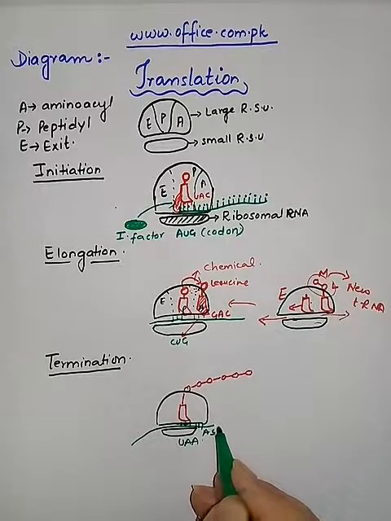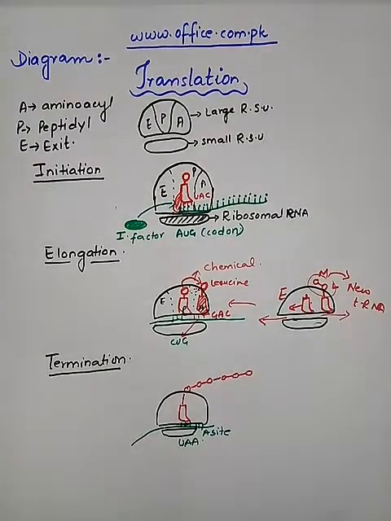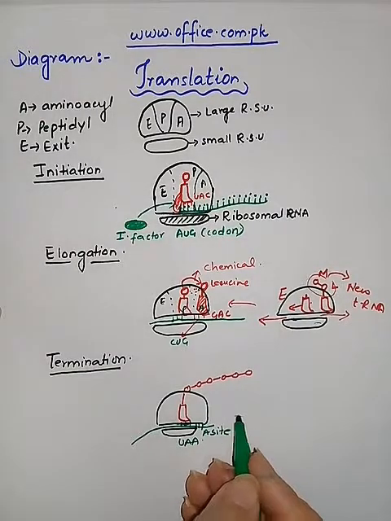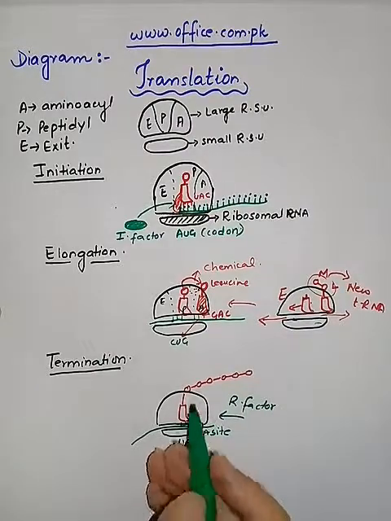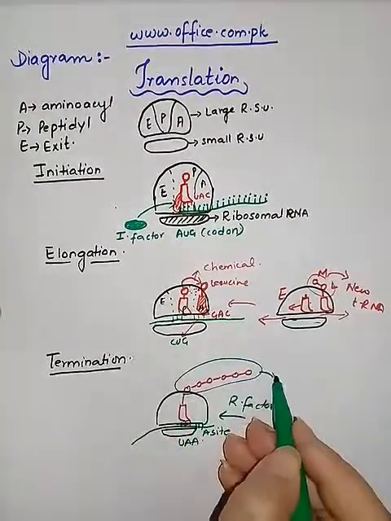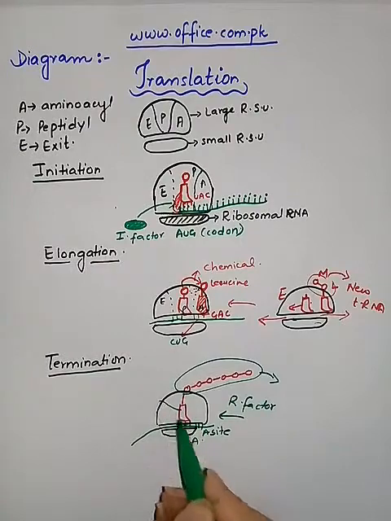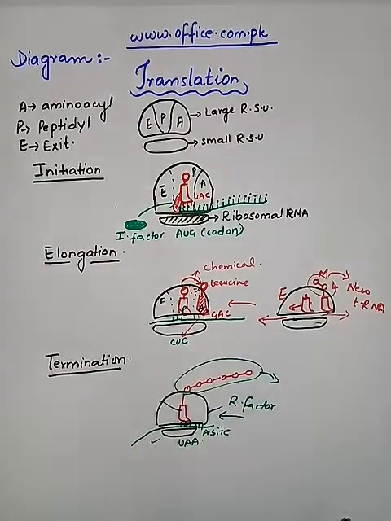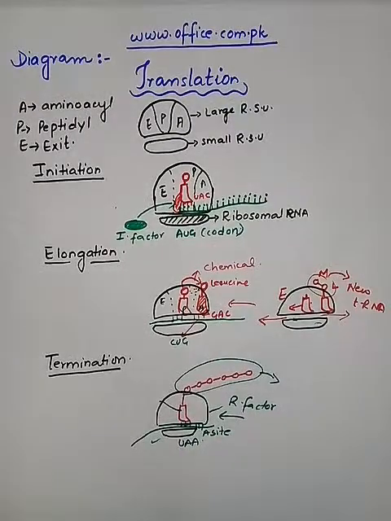When this comes to the A site, there is no tRNA which will recognize it, so release factors will come and they will release the whole polypeptide chain. The complex formed with the tRNA, the messenger RNA and the ribosome will break and the whole polypeptide chain is released. Let me revise this for you.